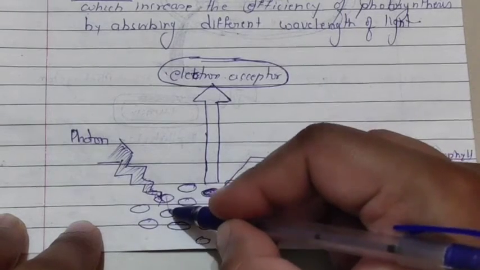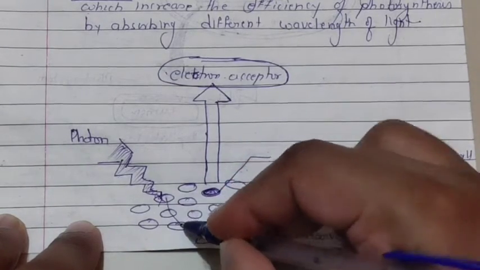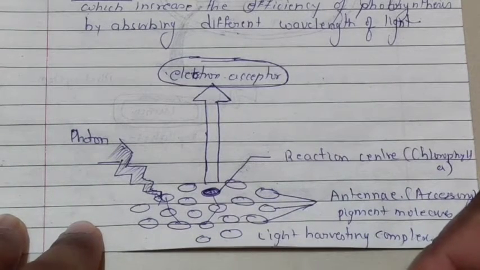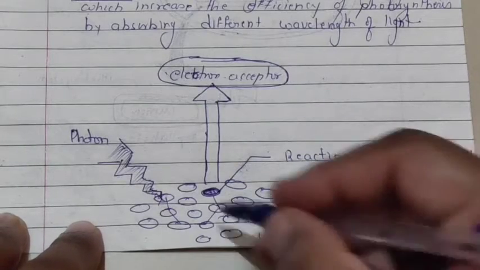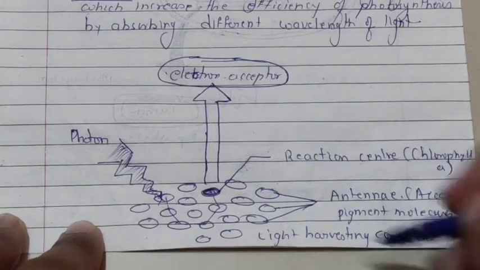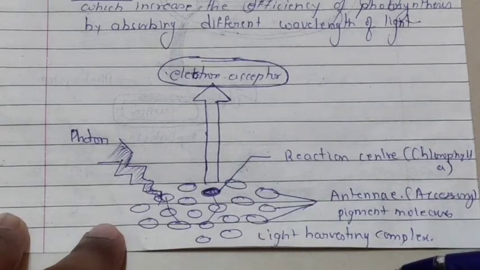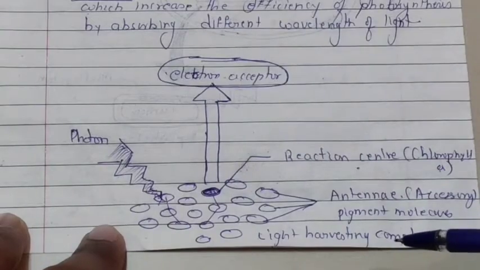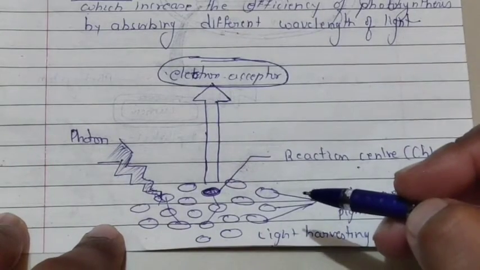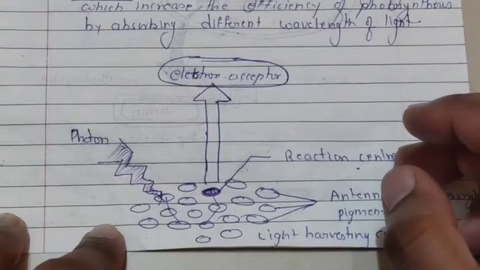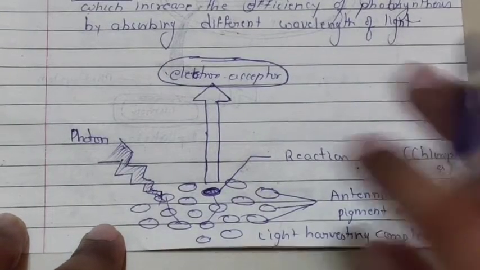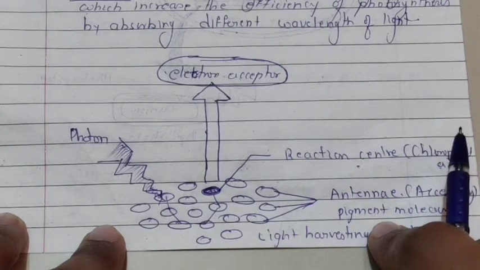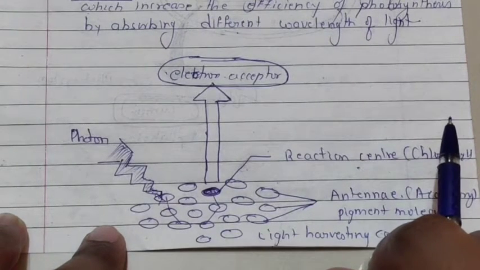So that energy is transferred from all these accessory pigments to the reaction center. All the energy which is received by the antenna or the accessory pigment is finally transferred to the reaction center chlorophyll A. Then that energy, in the form of electron, goes to the electron acceptor. That we will cover afterwards. Is it clear? Light harvesting complex. Okay, very good. So we'll move to the next one.